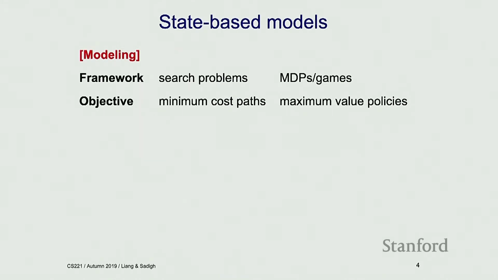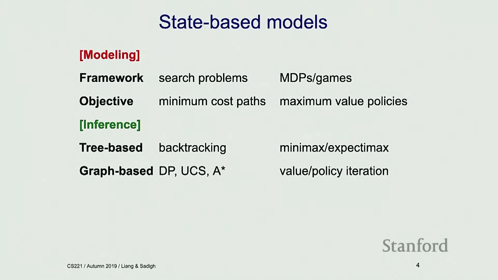In terms of modeling, we talked about various frameworks like search problems, MDPs, or games. So these were various frameworks that we had. And we had different objectives. We had things like minimum cost path for search problems, or we cared about other things like maximizing the value of policies for MDPs or games. So this was some of the frameworks we talked about.